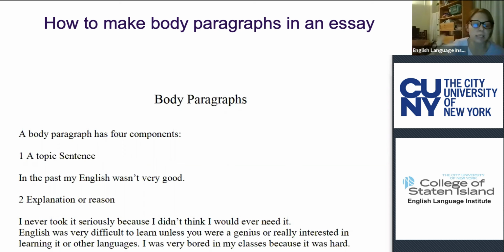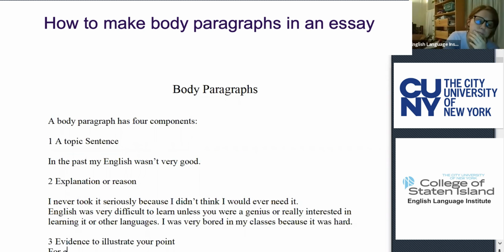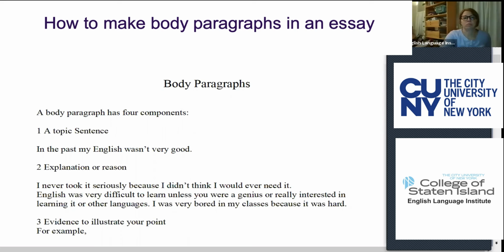The next thing that you need is evidence. The third component of a body paragraph is evidence. So you use evidence to illustrate your point. When you're illustrating something, you give an actual example. From the past, you tell a story. Tell the story about how you used to fail tests. So you can give us an anecdote. An anecdote is a story.